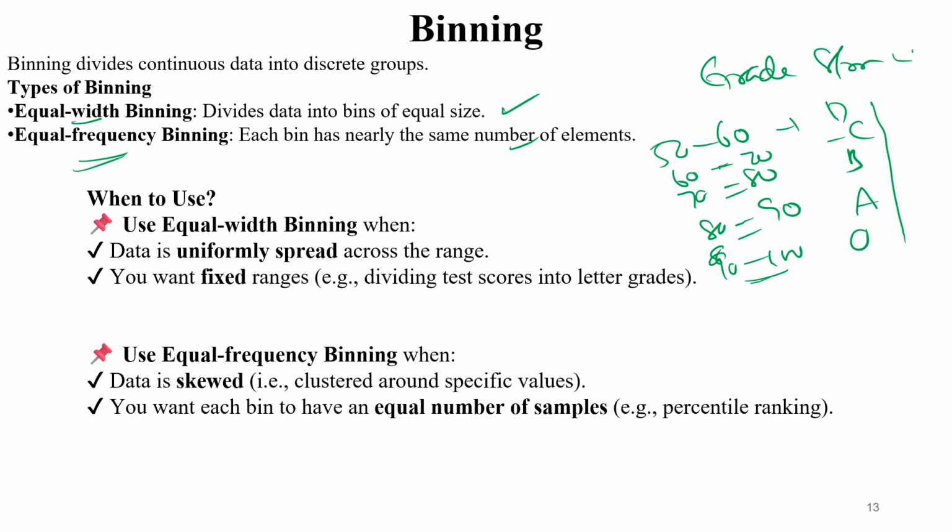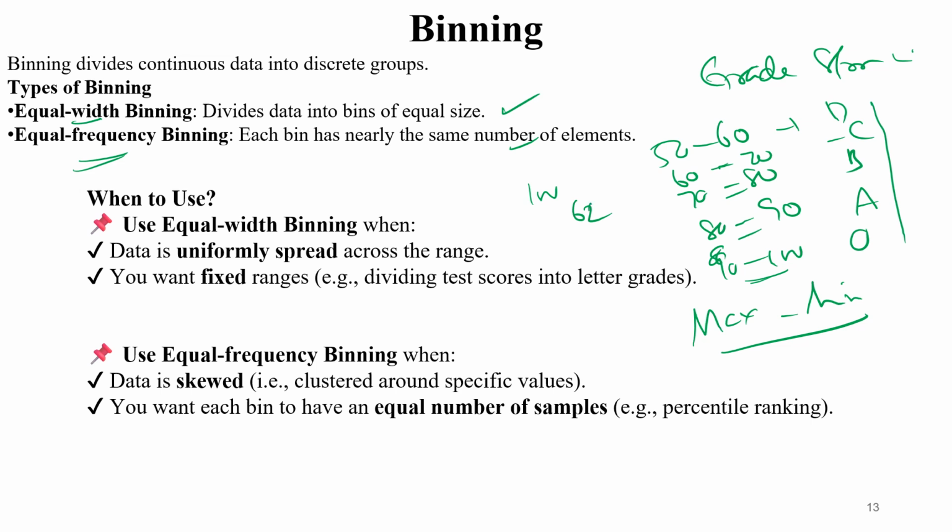So how do you do it? For this, first you have to take the maximum value minus the minimum value, and then divide the range by how many bins you want to have. So here, for example, let's say the maximum number is 100 and the minimum number is 62.